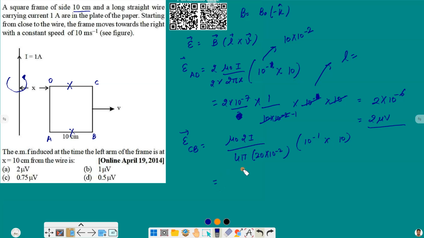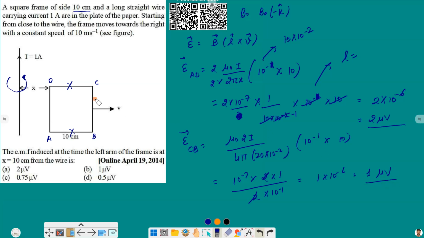So this will be just 10 raised to power minus 7 into 2 into current 1 divided by 2 into 10 raised to power minus 1, and this will be 1. So 2 get cancelled, and we have 1 into 10 raised to power minus 6. So 1 microvolt.